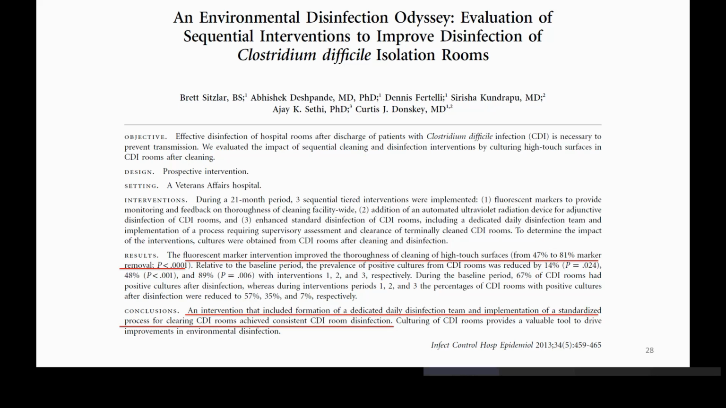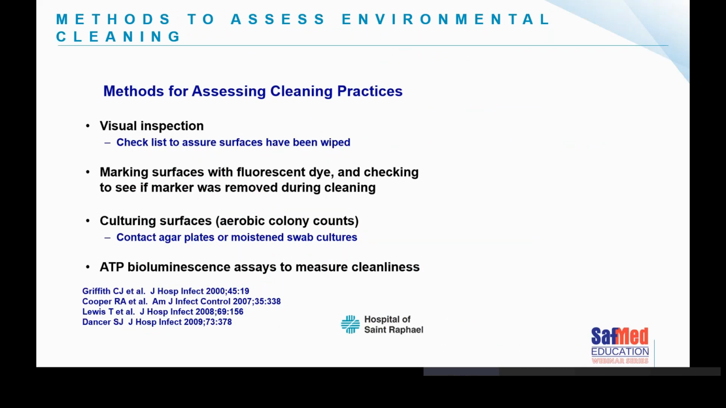If we look at methods to assess environmental cleaning, there are different ways that you can do it. So first of all, there's visual inspection, where you use the checklist and you assess the areas to assure that you've cleaned all the areas. So you will tick those areas that have been cleaned. Then there's marking surfaces with a fluorescent dye and/or powder or a marker, and you then use the UV light to see whether the areas had been cleaned. I alluded to that in the previous slide. And then you can culture surfaces, which is very expensive and not really recommended. And then there's ATP bioluminescence assay to measure cleaning.